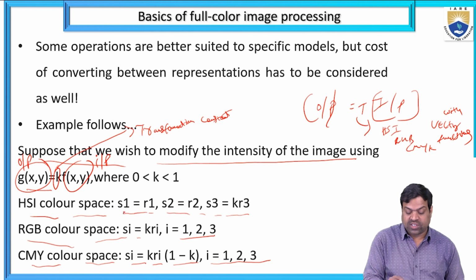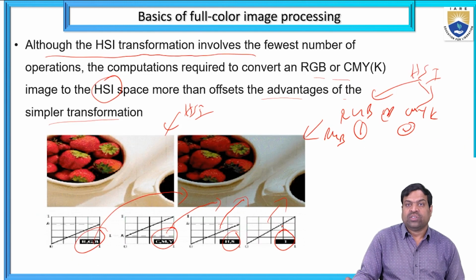So for HSI color, the conditions are s1 equal to r1, s2 equal to r2, s3 equal to k times r3. But for RGB color, si equal to k times ri, i equal to 1 to 3. For CMY color, si equal to k times ri plus 1 minus k, i equal to 1 to 3.